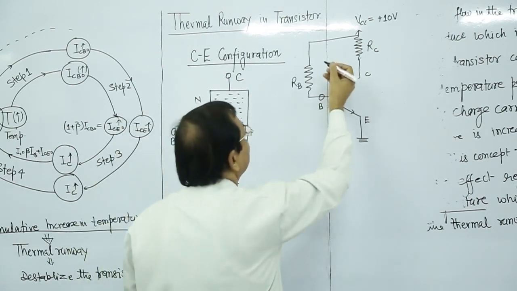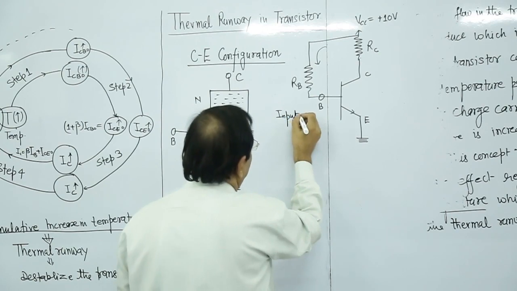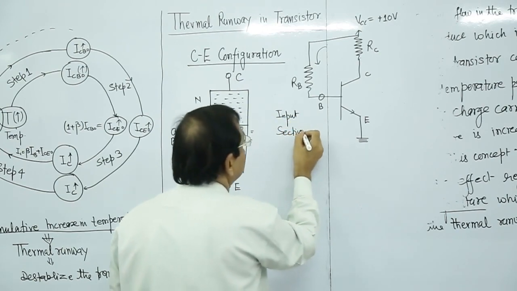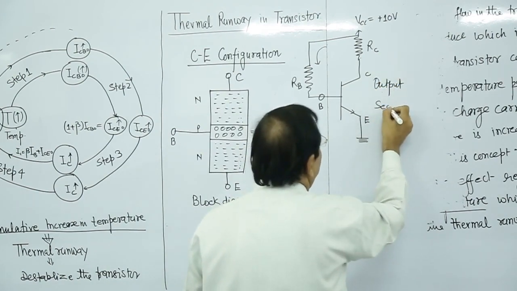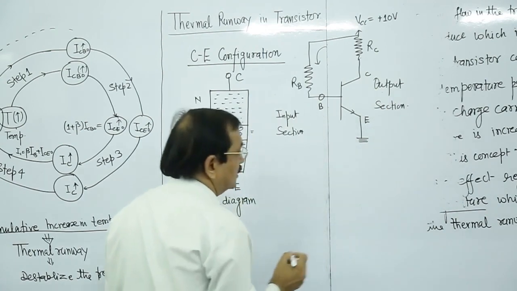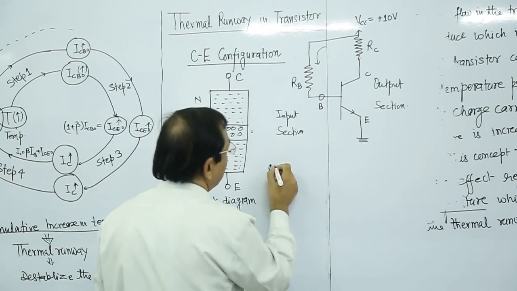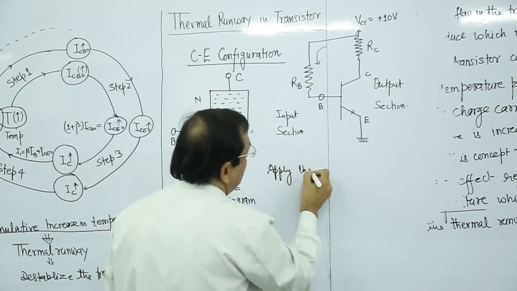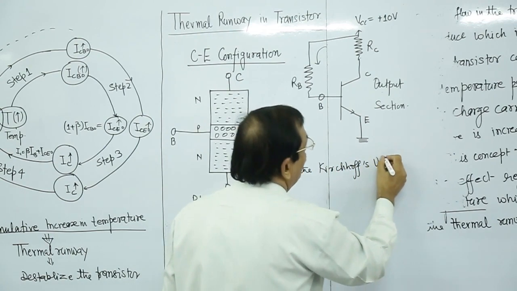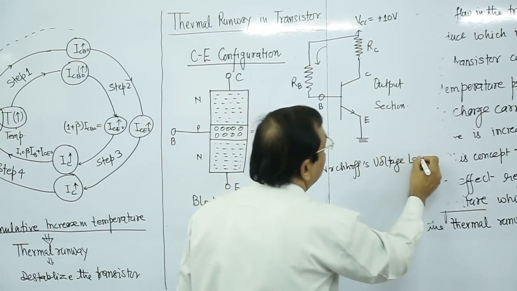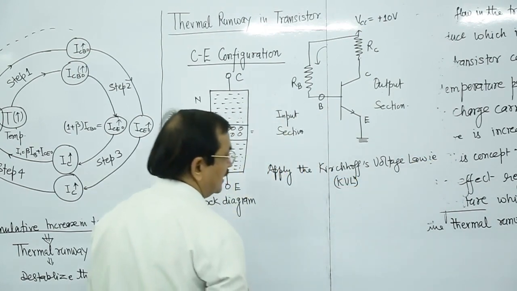So there are two sections. Here it is the input section, and this part is known as the output section. So in the input section, apply the Kirchhoff voltage law, that is KVL.